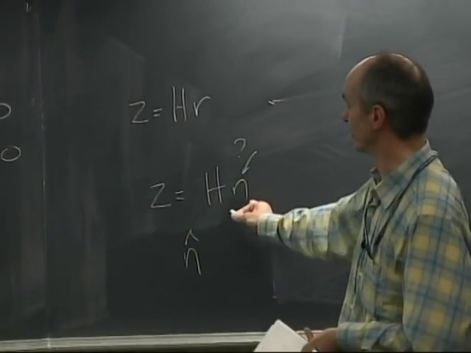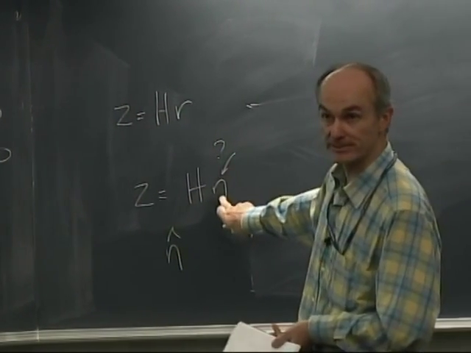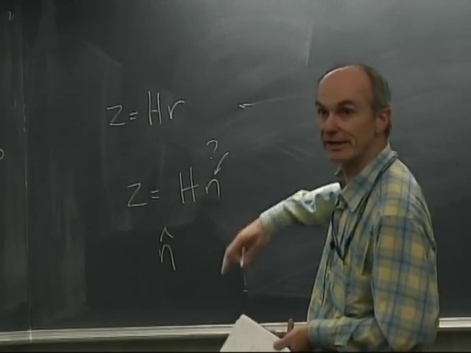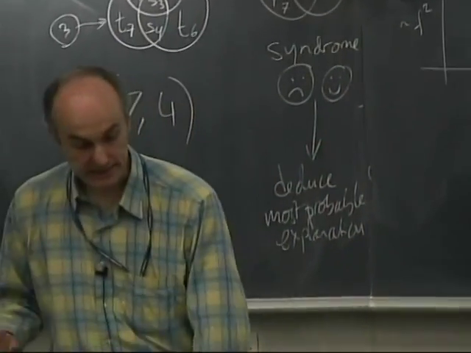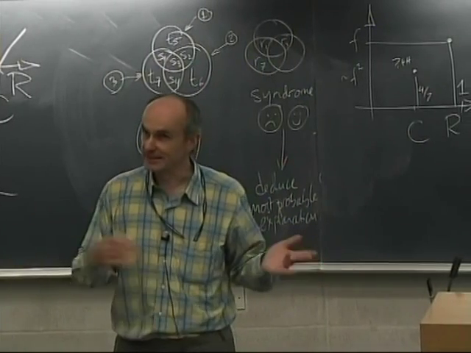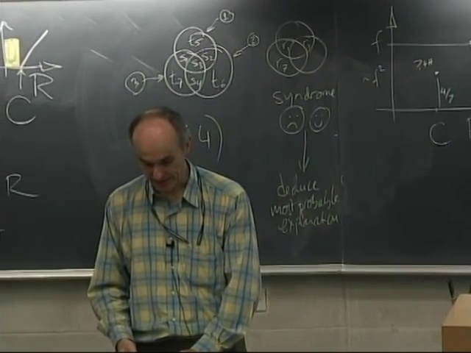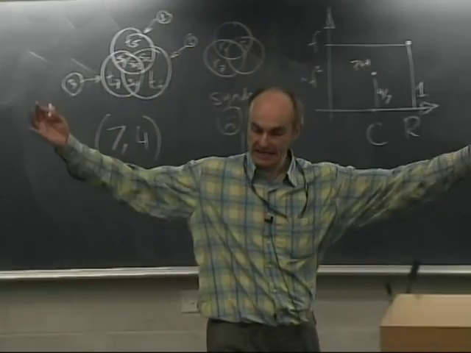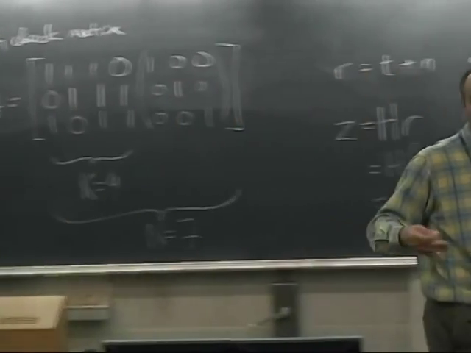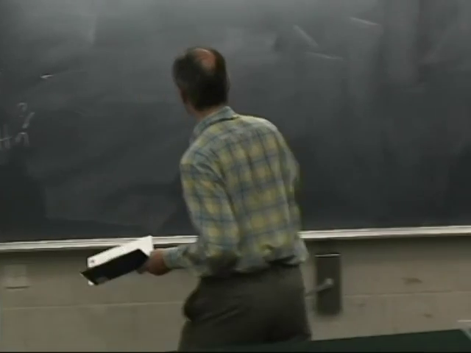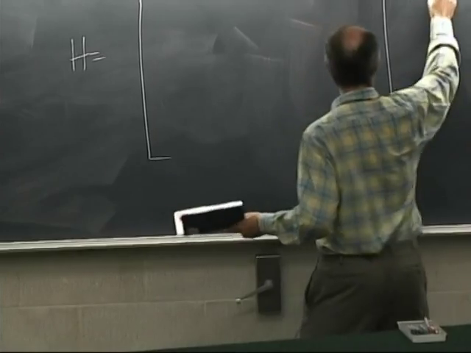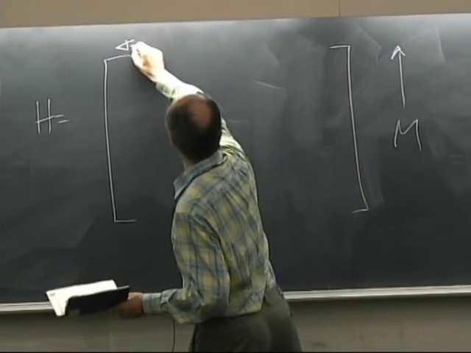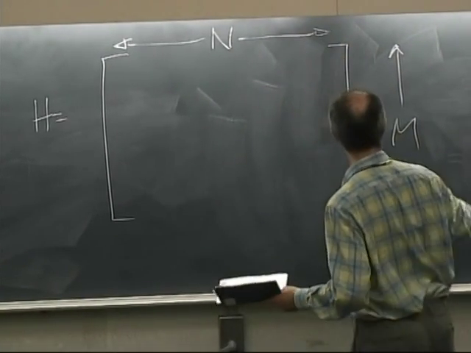You give it a syndrome, it comes up with the most probable explanation, the smallest weight noise vector that accounts for the syndrome. Okay, so that's how the 7-4 Hamming code works, and the way I've described it leads itself very nicely to a generalization. Namely, for bigger N, and for any code rate R that you're interested in, you can imagine making a much bigger matrix H. So you can make one with N columns, where N could be enormous, and M rows.